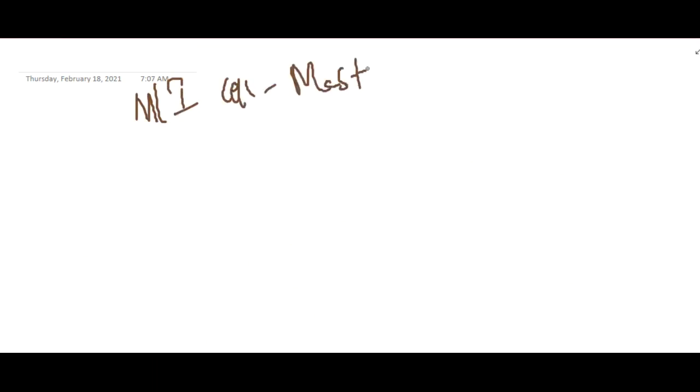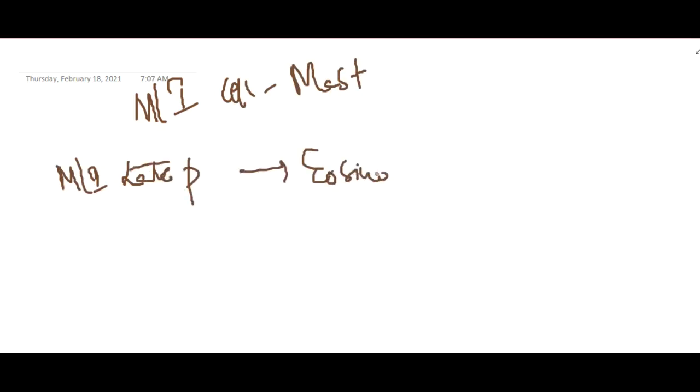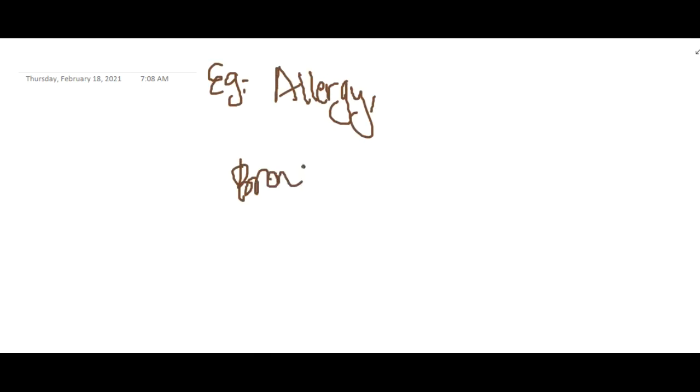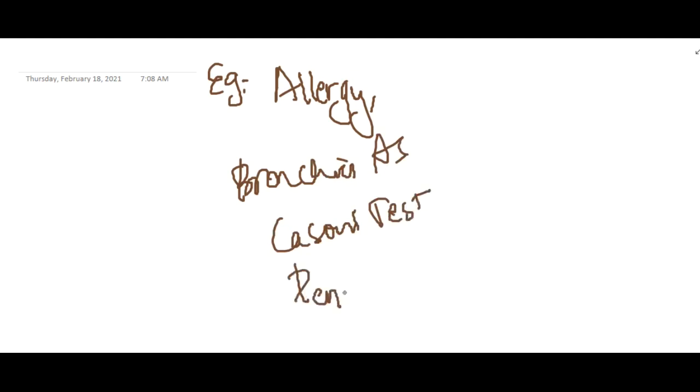If you see the one-liners in type 1 hypersensitivity reaction, the most important cell is the mast cell, but the most important cell in the late phase is the eosinophil. Examples of type 1 hypersensitivity include any types of allergy like allergic rhinitis, allergic dermatitis, allergic conjunctivitis or atopy, bronchial asthma, Casoni test done in Echinococcus granulosus, and drug allergies like penicillin allergy.